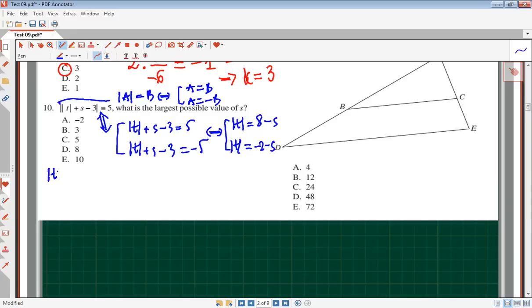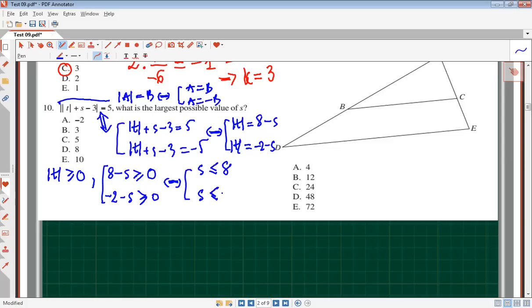Because the absolute value of T is greater than or equal to 0, we can see that 8 subtract S is greater than or equal to 0, and minus 2 subtract S is greater than or equal to 0. And finally, we have S is less than or equal to number 8, and S is less than or equal to minus 2. So the largest possible value of S is number 8, option D.